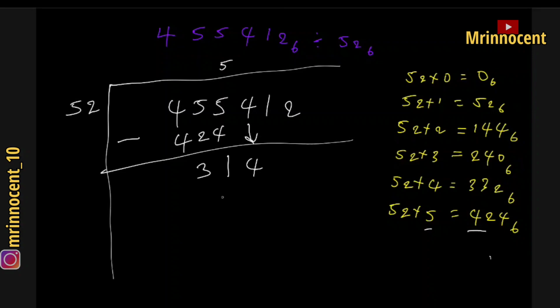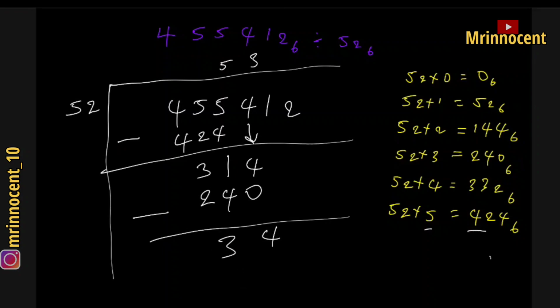Go back to the chart table and look for the number that is under 314, or the number that comes before 314. 332 is more than 314, and 3 is 240. So you have 3. 3 times 52, we have 240. So minus: 4 minus 0 is 4. 1 minus 4 cannot, borrow 1 here. Call it 6. 6 plus 1 is 7. 7 minus 4 is 3.